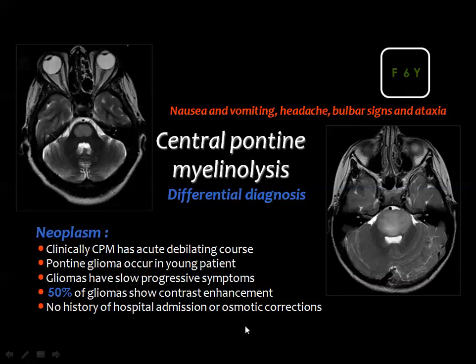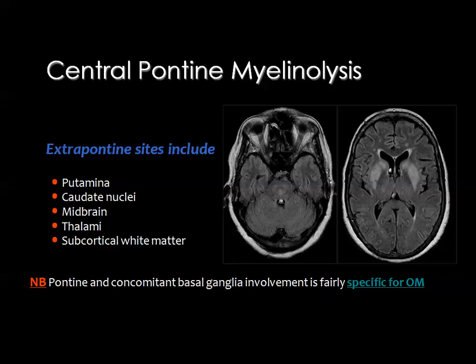Then gliomas are usually presented by cranial nerve palsies like the sixth nerve and so on. And in about 50% of gliomas, contrast enhancement occurs, and this is an indication of an aggressive type of glioma, which will at that time be glioblastoma multiforme.